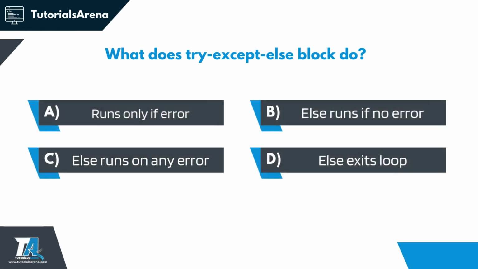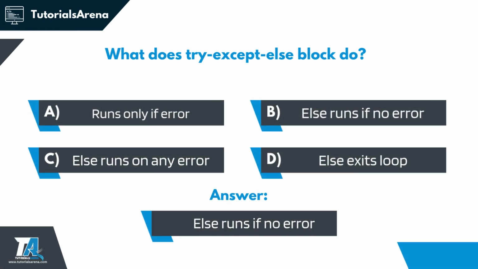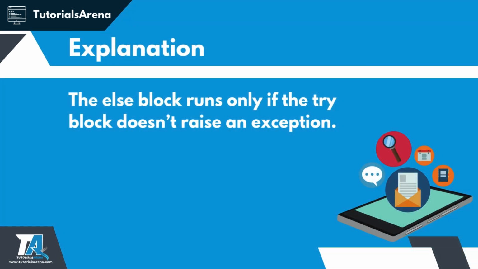What does try except else block do? The correct option is option B, else runs if no error. The else block runs only if the try block doesn't raise an exception.